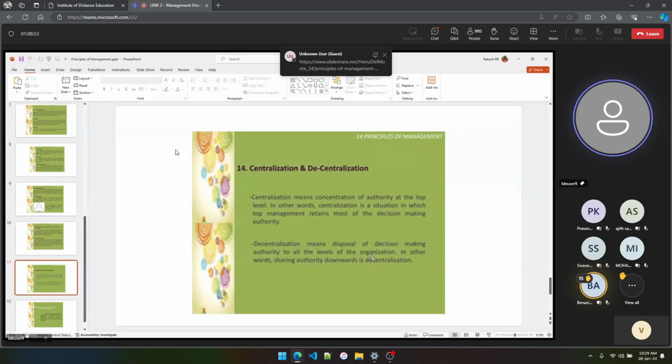Centralization and decentralization. This particular principle is very much important if an organization is having many branches. Example, if you have 100 branches or 200 branches, if you want to take decisions from the head office alone, it will be highly difficult, and it will be time consuming also. So for those kinds of business types, decentralization will work out. Whereas centralization will work out in a place where the entire operation is happening within the company.